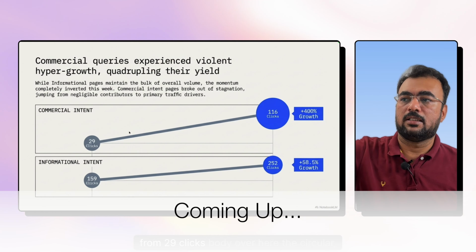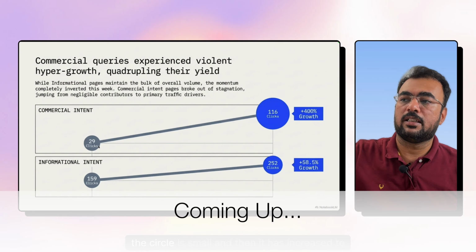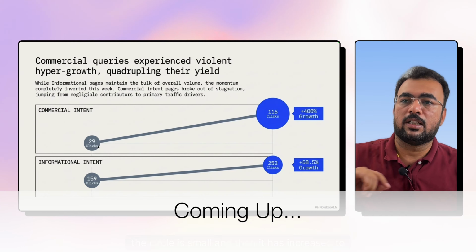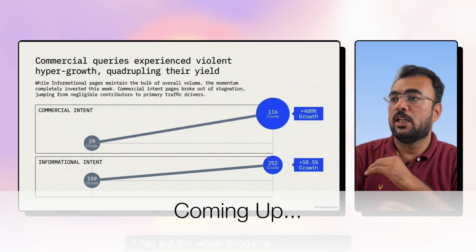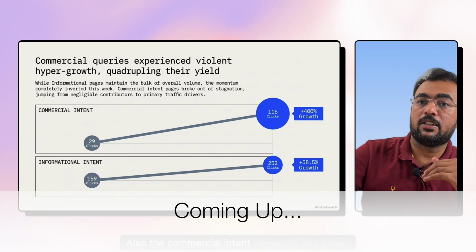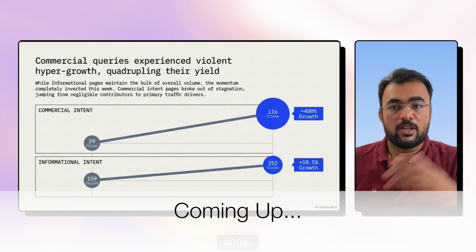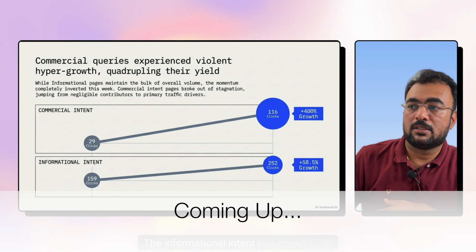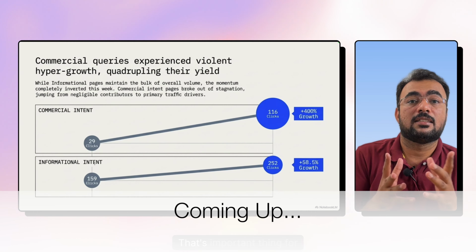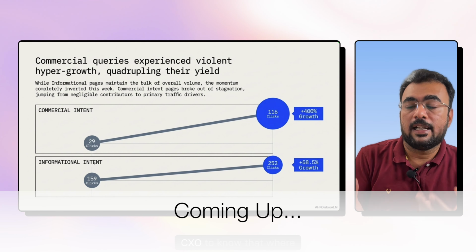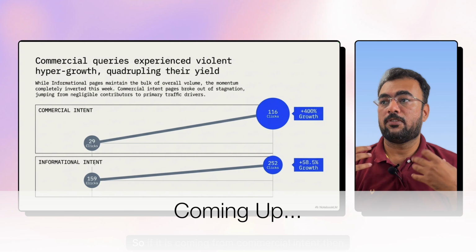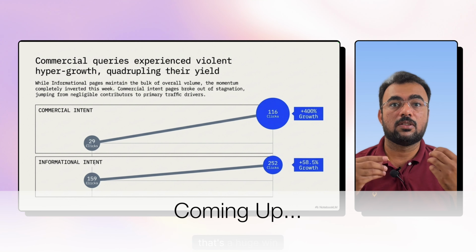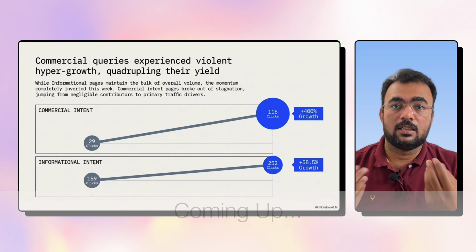From 29 clicks, boarding over here, the circle is small and then it is increased to 116, and it has also put the whole thing into different intent. Like commercial intent keywords has grown 400%, the informational intent has grown 58%. That's an important thing for a CXO to know, where my business is coming from. So if it is coming from commercial intent, then that's a huge win for you as a marketer, right?